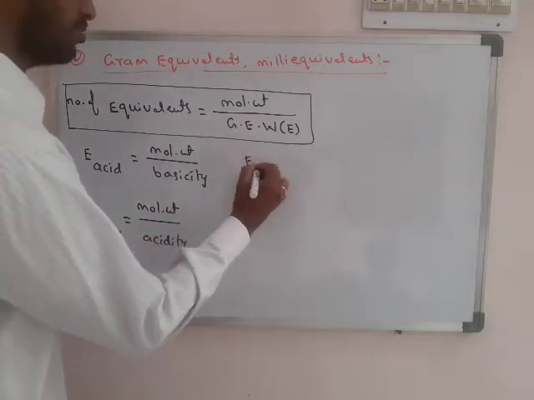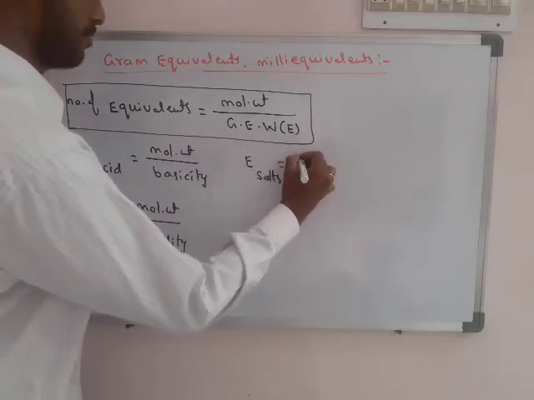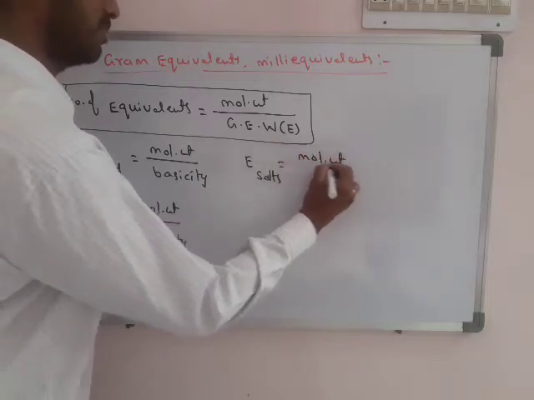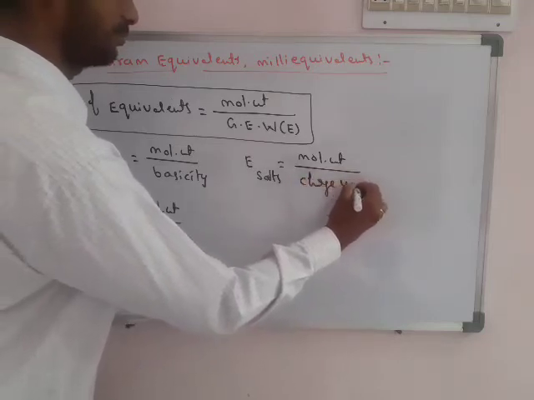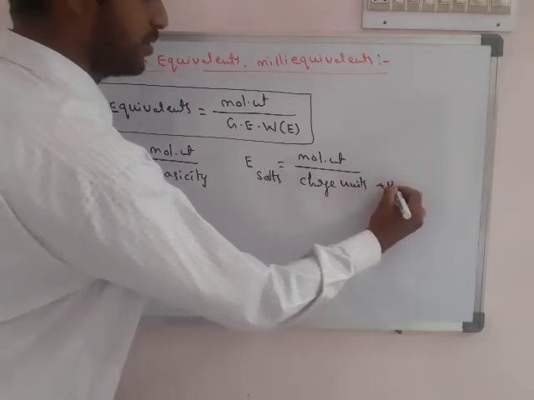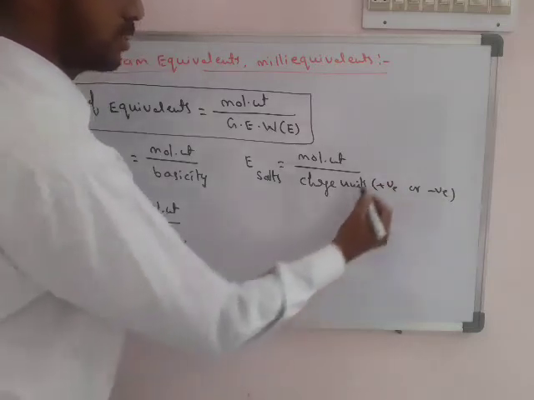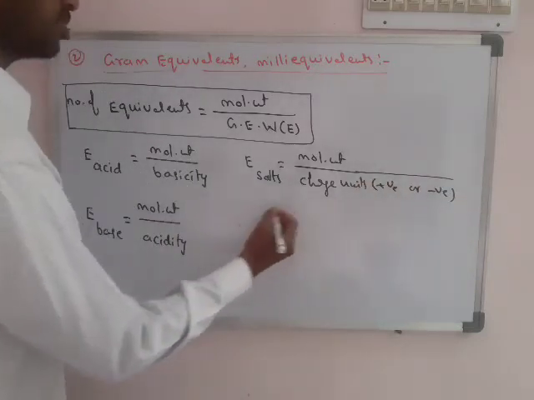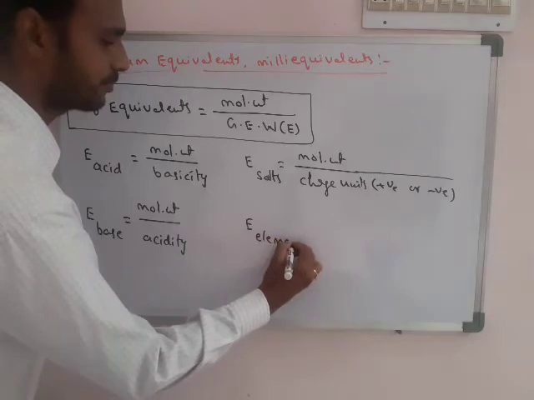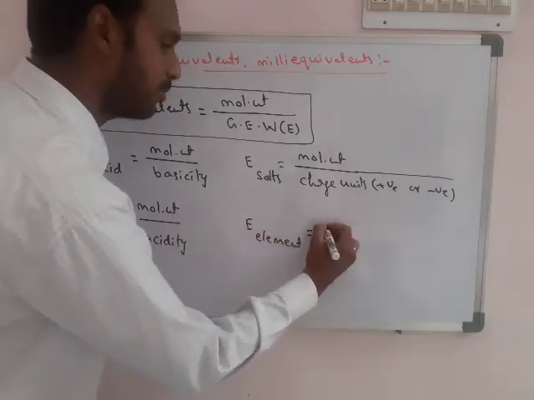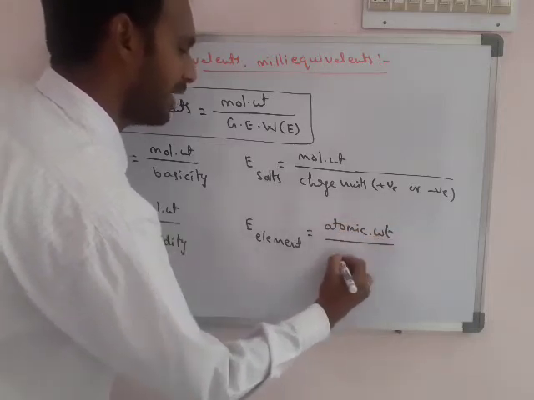Next, what is the equivalent weight of salts? Equivalent weight of salts is the same molecular weight, formula weight we can also write, divided by the charge units. It may be positive or negative, the same charges, so if there is plus 2 there will compulsorily be minus 2 in the salt. So just write the charge units. Next, equivalent weight of an element. For elements we follow atomic weight, so atomic weight by its valency.